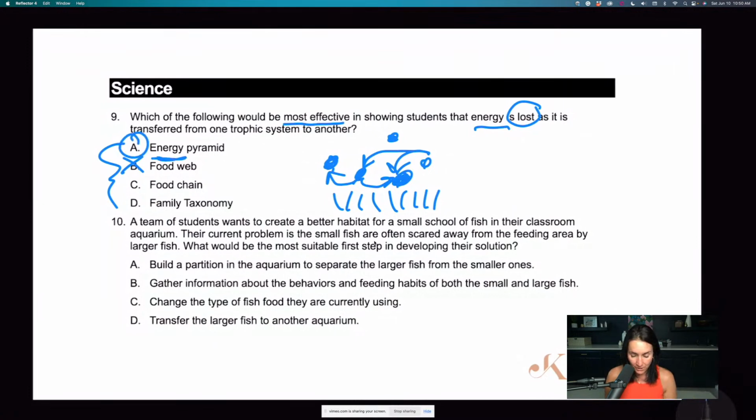Now you can see the word energy and the word energy here. This will happen on the test. You'll see the same words in the question and the answer choice. Pay attention to that. It's not a trick. It happens.